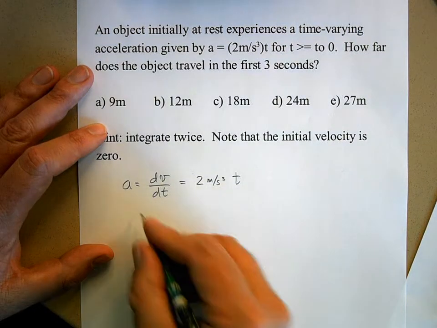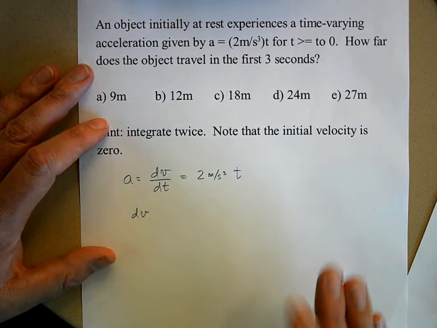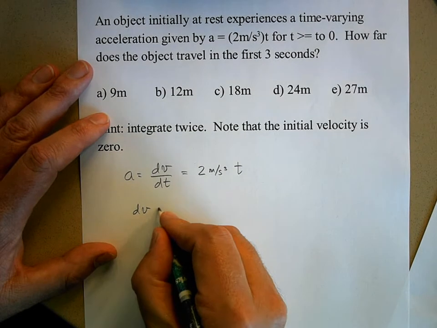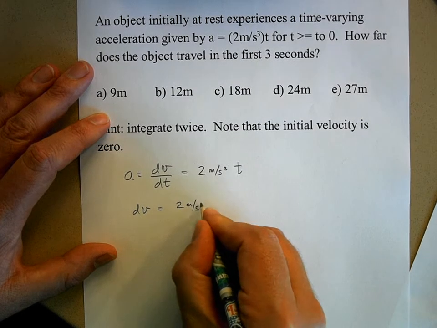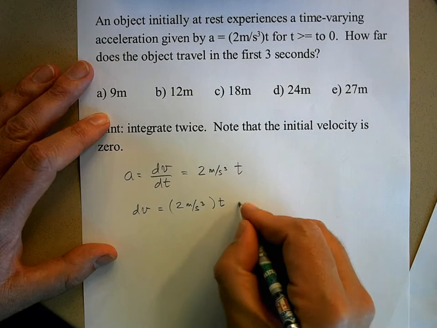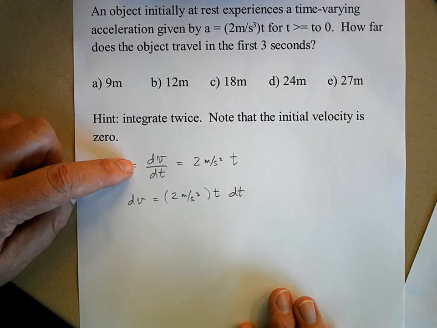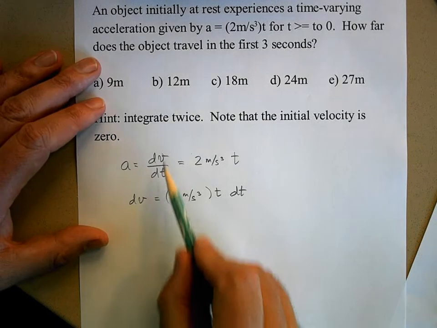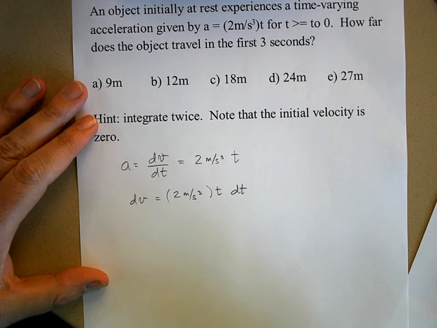I'm going to rearrange this. In order to get delta x, I need to get delta v. So dv is equal to 2 m/s³ times t times dt. Now, this is a cool thing about differential and integral calculus: you can treat this as a fraction. It is a fraction. dv/dt is a little tiny velocity divided by a little tiny time. So that allows you to rearrange the equation.